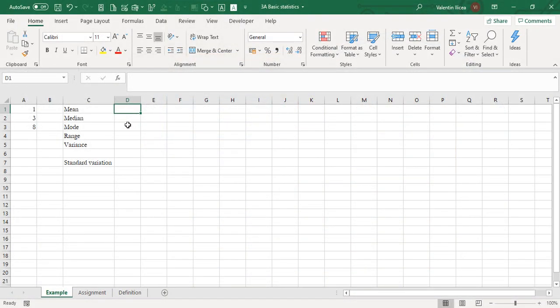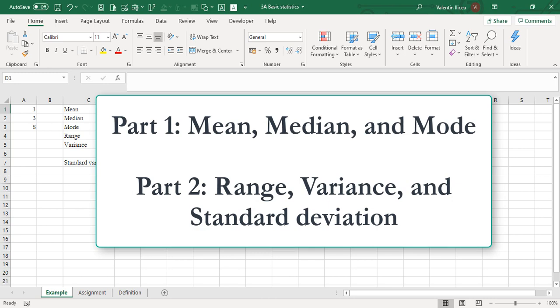In this demo, I will share with you how to calculate 6 basic statistics measures so that you'll be able also to retrieve these measures.